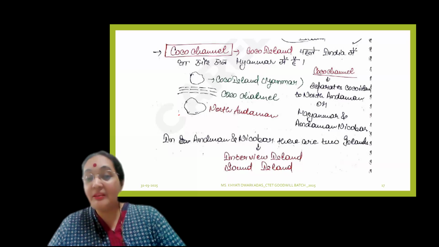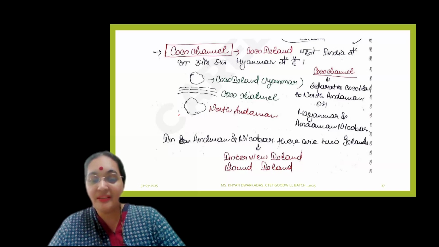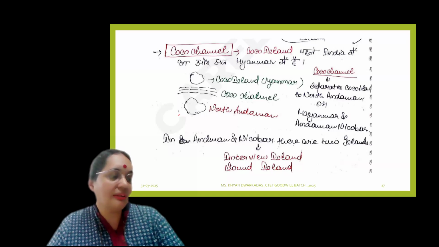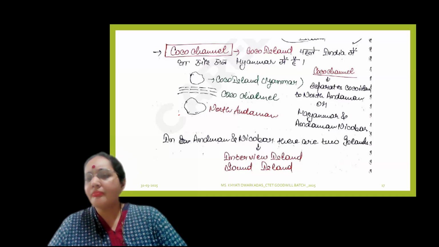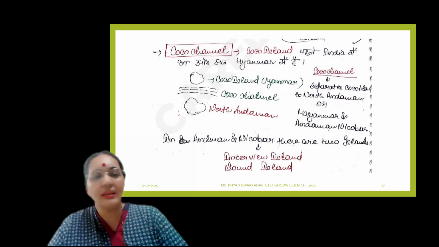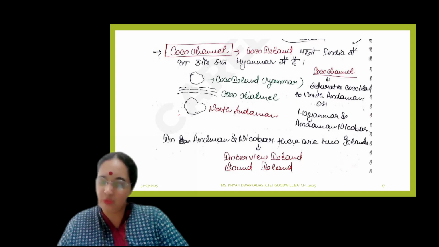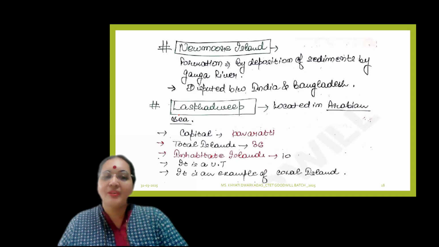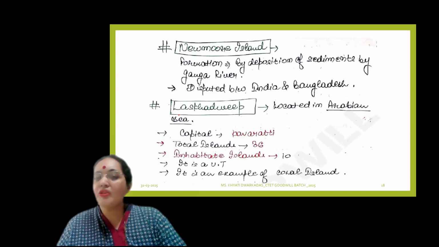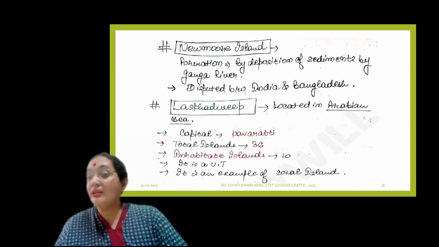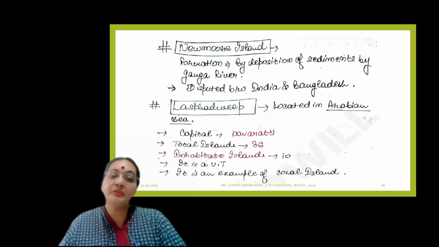Now, in Andaman and Nicobar, again, there are two important islands, Interview Island and Sound Island. These are another few names that you need to know. I don't think your exam will have this much depth of geography, but there's no harm in knowing more than what we need to. Then the New Moore Island that I showed you earlier was formed by the deposition of sediments by the Ganga River. Bangladesh and India are in dispute over the ownership of New Moore Island.